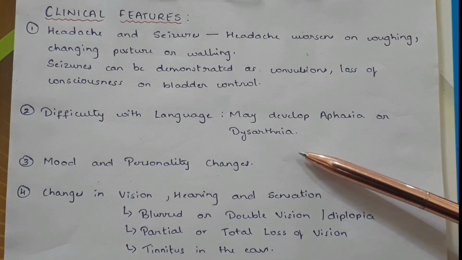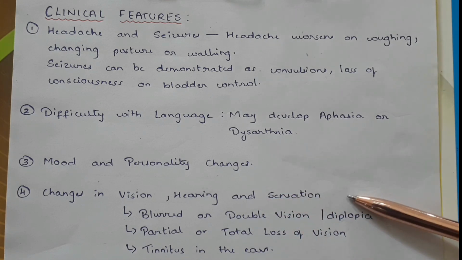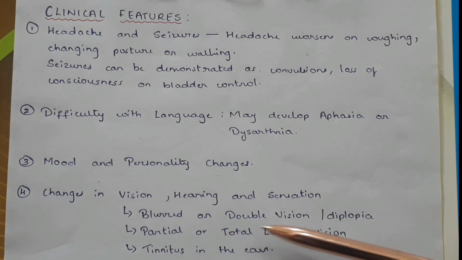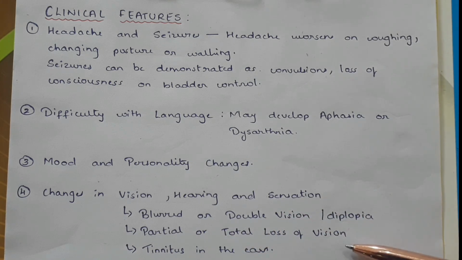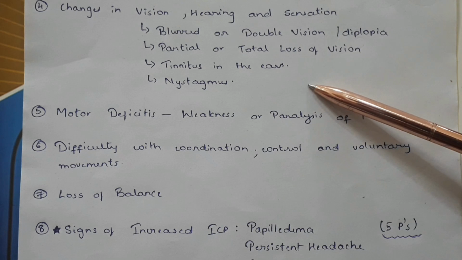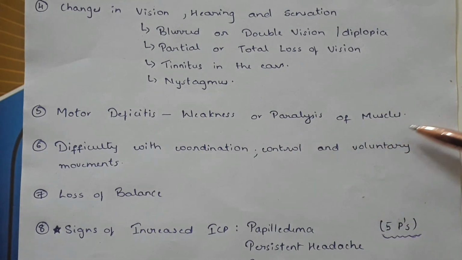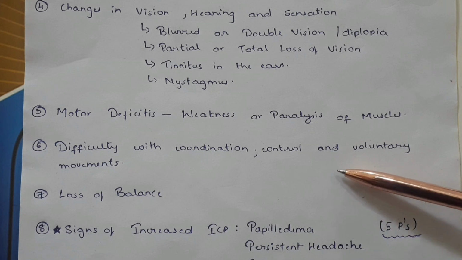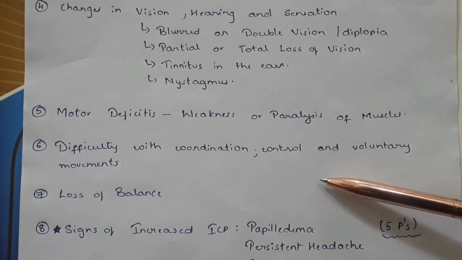Mood and personality changes. Changes in vision, hearing, and sensation, which includes blurred or double vision called as diplopia. Partial or total loss of vision. Tinnitus in the ears, nystagmus. Motor deficits, which includes weakness or paralysis of muscles, difficulty with coordination, control, and voluntary movements, loss of balance.